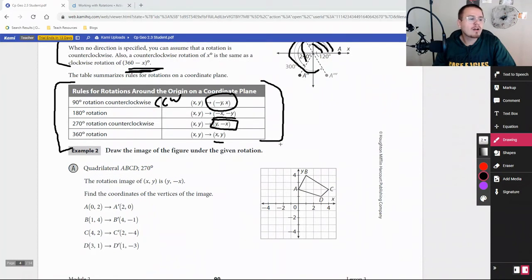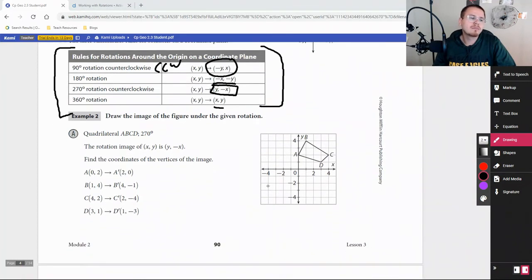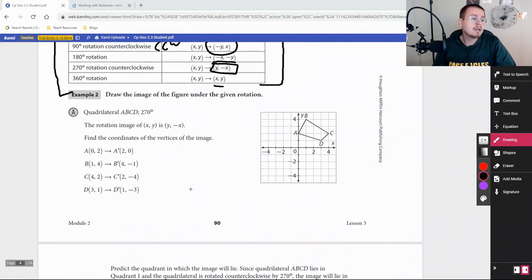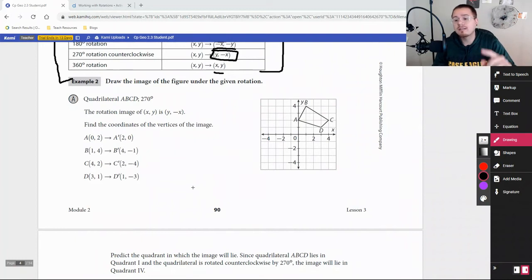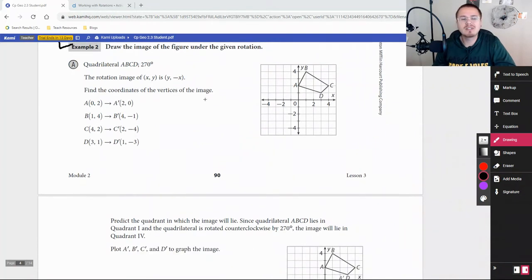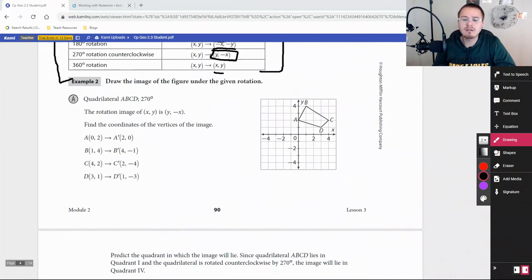We have a quadrilateral. You're going to draw the image under the given rotation, which ties back to our central question. So this is really why you're here today on this channel, and if you're not subscribed yet, hit that right now. So you're going to find the coordinates of the vertices of the image. So you find the vertices, you have the shape, right? Because you can just play connect the dots all day.